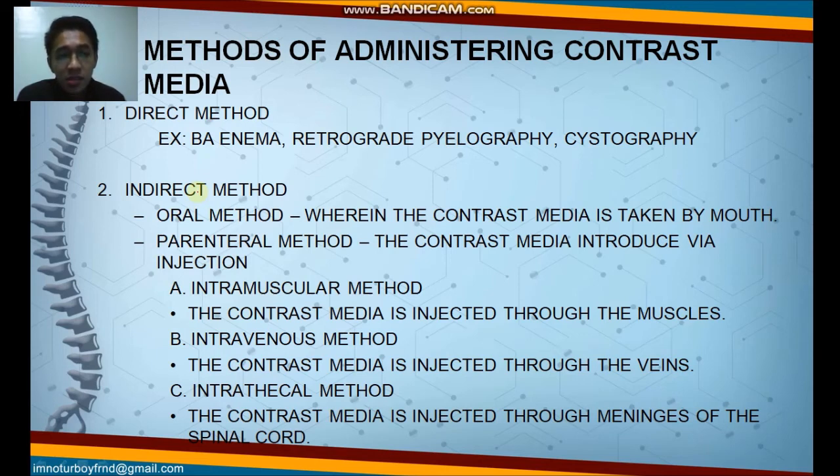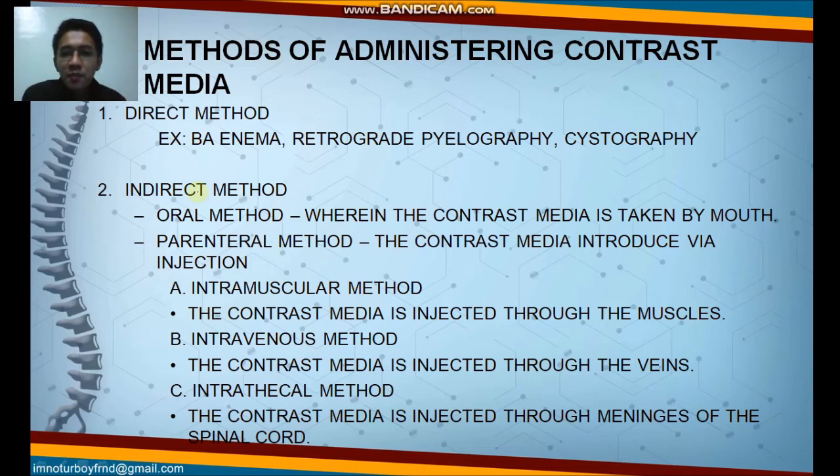So in order for us to use the direct method, we introduce the catheter towards the anus of the patient, towards the rectal cavity, and then we introduce the contrast material. Again, the rectum is already part of the large intestine. So that is a direct method because the contrast material is directly introduced into the structure of interest.